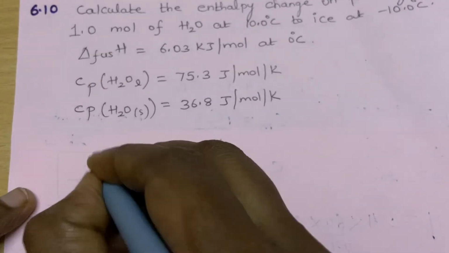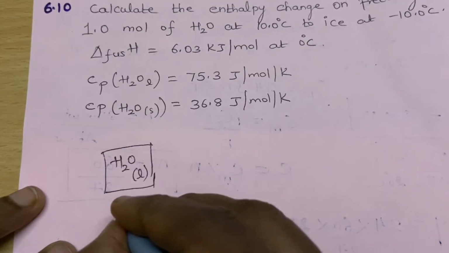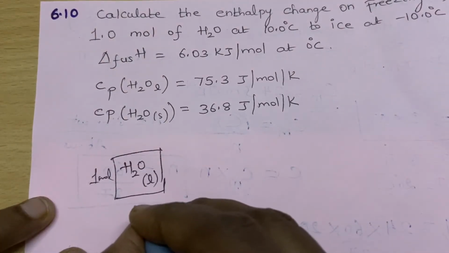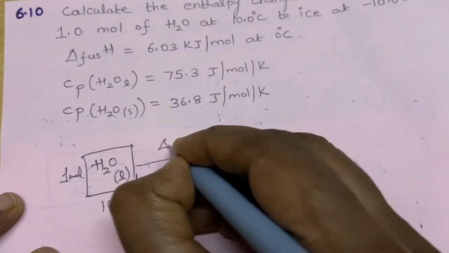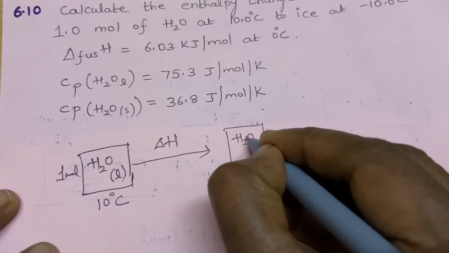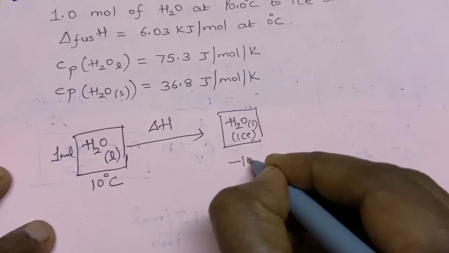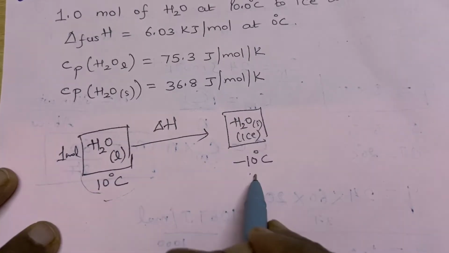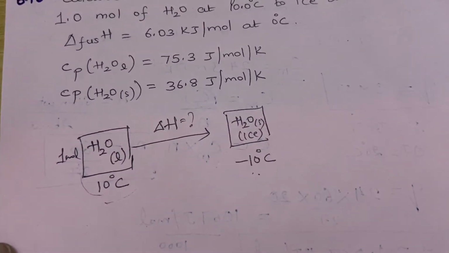See, there is a system of water. This is liquid water. It is 1 mole of water. At what temperature? It is 10 degrees Celsius. They are asking the enthalpy change involved to convert this water into ice, which is now solid in nature, at minus 10 degrees Celsius. So to convert the water at 10 degrees Celsius to the ice at minus 10 degrees Celsius, find the enthalpy. So please don't confuse yourself.